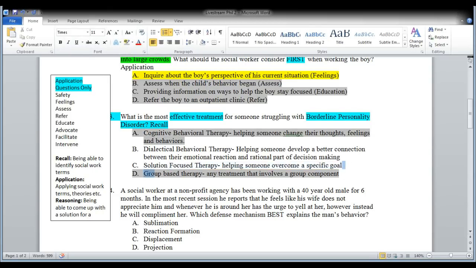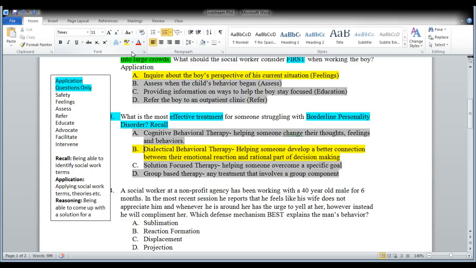Solution focused here would be incorrect because someone with borderline may have specific tasks that they would like to get done and overcome, but we need more long-term because the disorder is deemed more of long-term services as well as contact with that. So solution focused would not be the best. So that would lead us with dialectical behavioral therapy. Borderline personality disorder was the main disorder that this type of therapeutic intervention was based on, as well as substance use style.